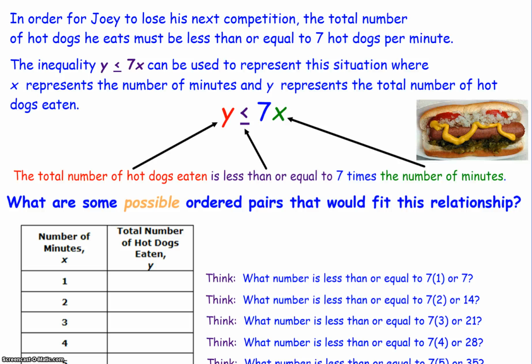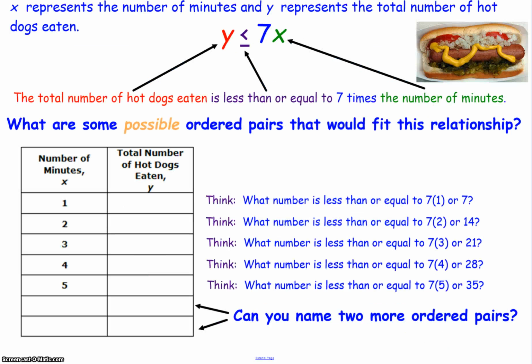Okay, so in order for Joey to lose his next competition, the total number of hot dogs he eats must be less than or equal to 7 hot dogs per minute. So you'll notice the very first thing we do is fill in our table with the y equals.